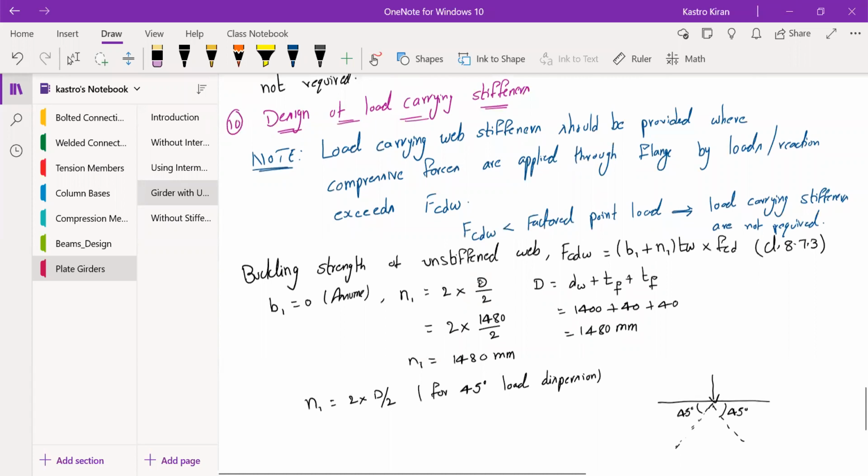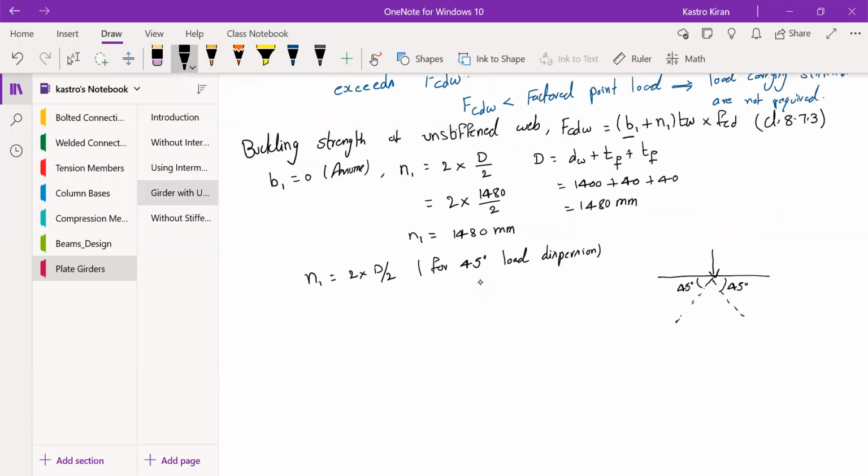So from this formula, you got to know the value of N1 and you also got to know the value of B1, right? Both N1 and B1 are found out. And you know the thickness of the web, which is 12 mm. Now you need to find out the FCD value, that is design compressive force. So how do you find out this design compressive force? In order to find out the design compressive force, you need to know the slenderness ratio value, right?